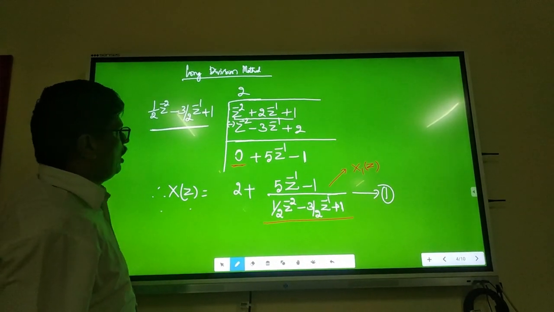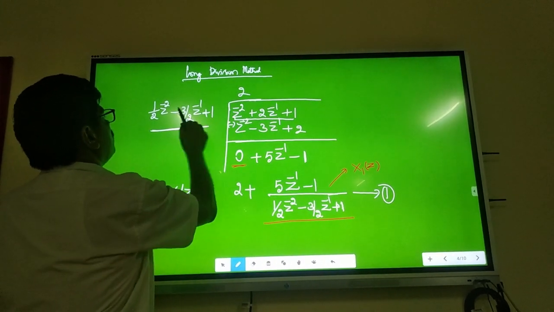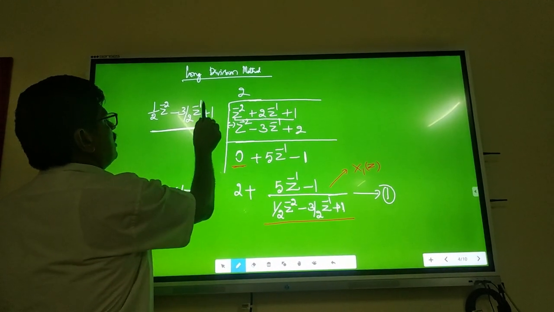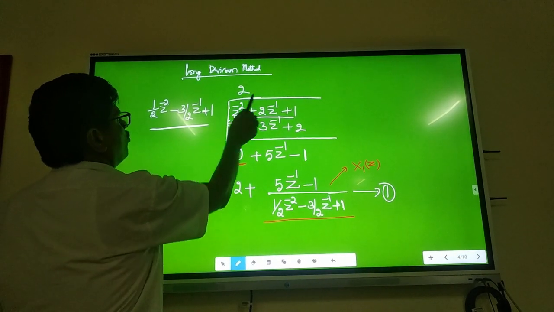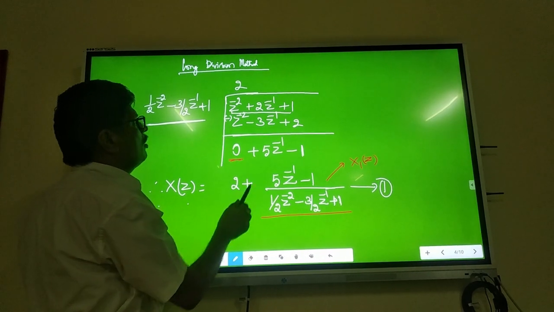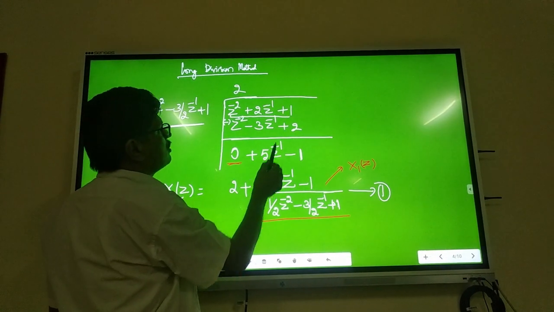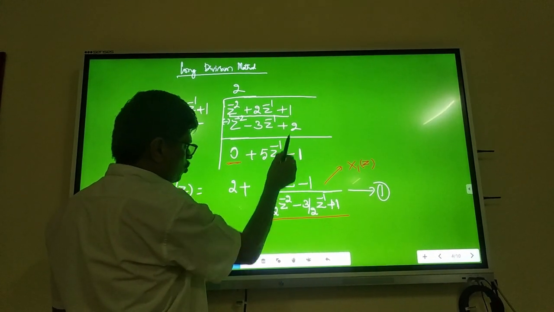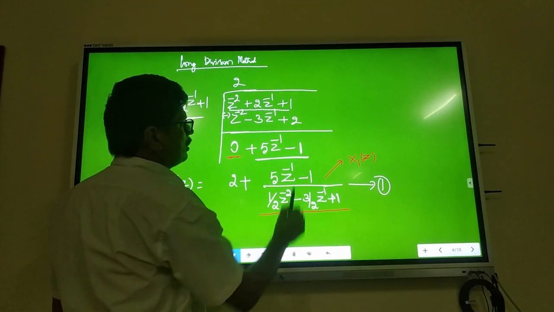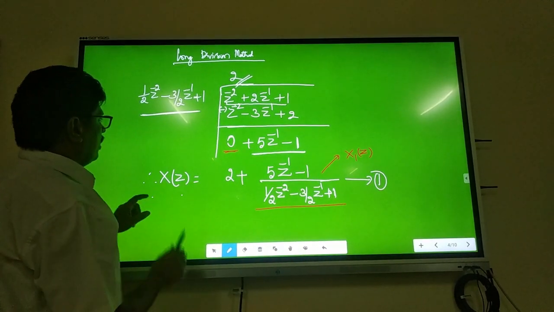In such a way you should multiply here. Then afterwards, 2 into minus 3 by 2 is minus 3 z inverse. Then the last term, 2 into 1 is 2. Now start subtracting. This minus this is 0. 2 minus of minus 3 is plus 5 z inverse. 1 minus of plus 2 is minus 1. Now this is your remainder, and this is the quotient. Now stop this.